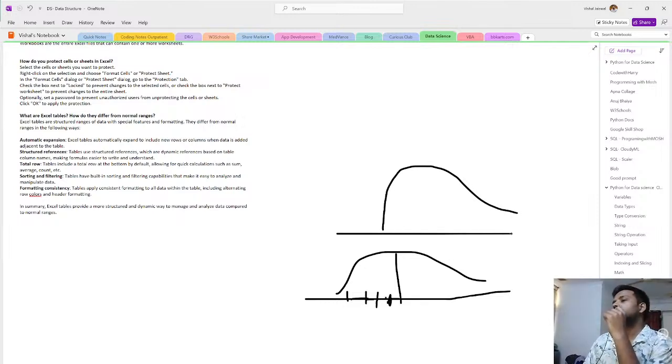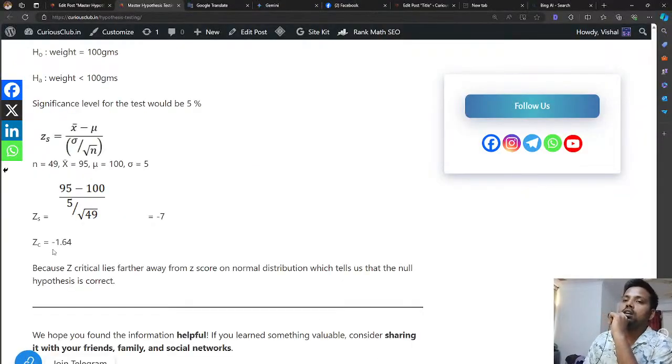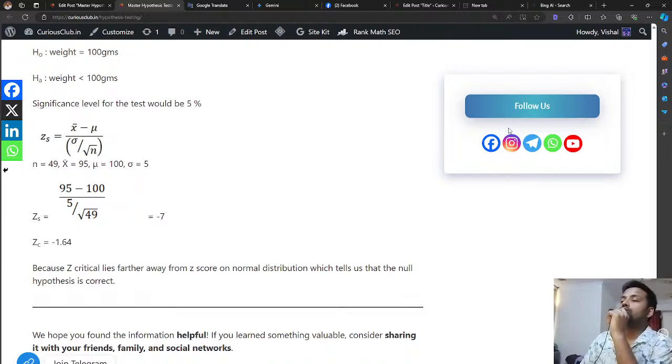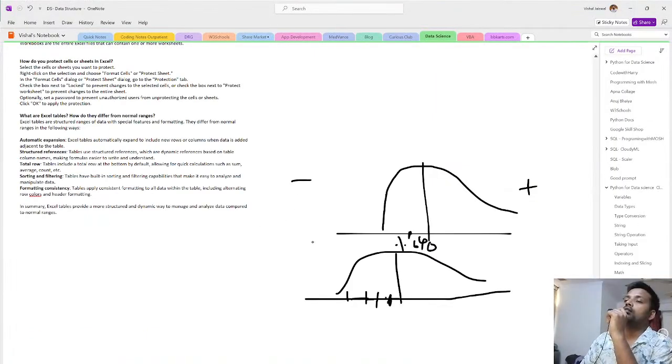So right now this is our mean. This is the negative side, this is the positive side. So what did we come up with? Our Z critical is 1.64. 1.64 will be somewhere here, let's assume, minus 1 point. And the Z score is minus 7. It is farther away from this side.